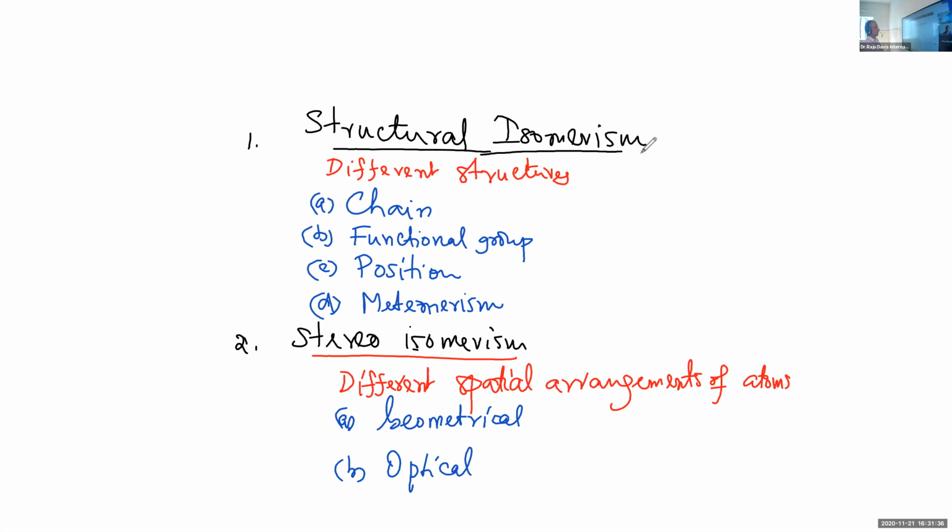Two types of isomerism, structural and stereo. Structural, they have different structures. Stereo, they have different spatial arrangements of atoms. Then structural is again classified into chain isomerism, functional isomerism, position isomerism, and metamerism. Stereoisomerism is classified into geometrical isomerism and optical isomerism. Let us see one by one. Let us go to chain isomerism first.